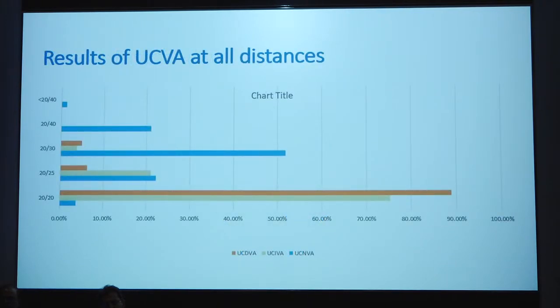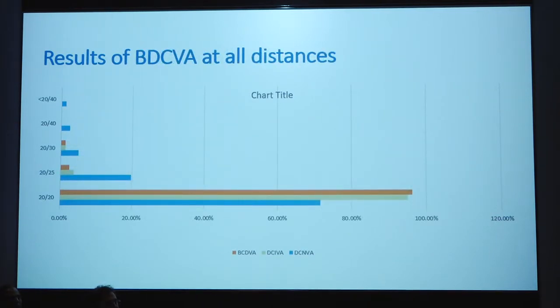Now, these are the results of the uncorrected visual acuity at all distances. And as you can see, as far as the uncorrected distance visual acuity is concerned, 20/20 was achieved in almost 87.5% of patients. 20/20 for intermediate was achieved in about 75% of patients. And if you combine the 20/20 and 20/25, the intermediate and the distance, it goes well past the 95%. And if you do the best distance corrected visual acuity at all distances, the combination of the intermediate and the near goes almost to 97, 98%.